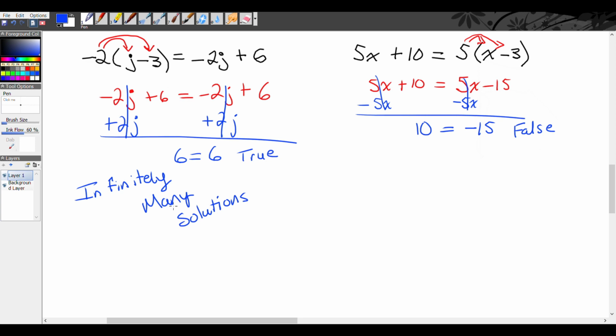So instead of the answer being infinitely many solutions, the answer to this equation is no solution. Because there's no possible value that you could choose for x that would ever make this true. So that's why we say no solution. All right, I hope that these examples helped you to understand how to solve some multi-step equations.